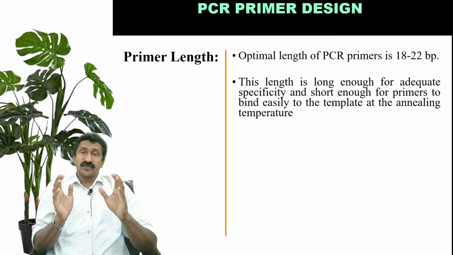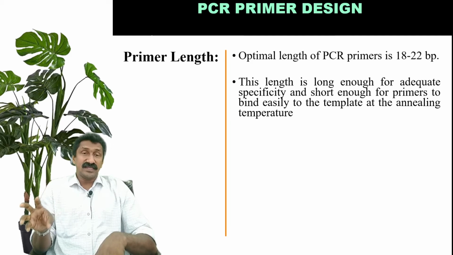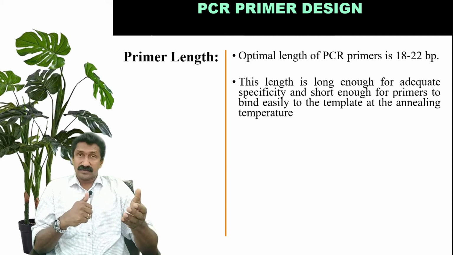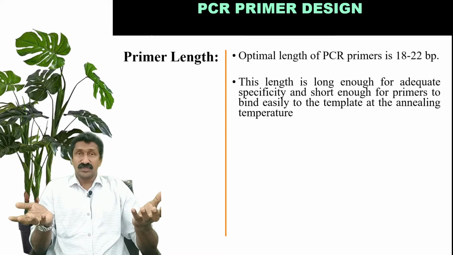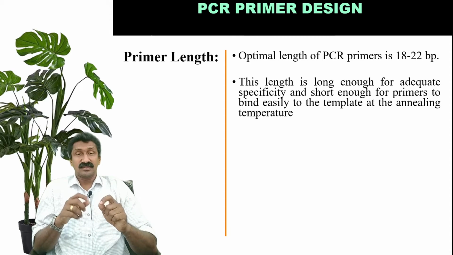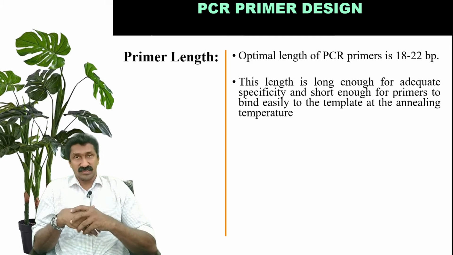This length is long enough for adequate specificity and short enough for the primers to bind easily to the template at the annealing temperature. So if you are going for a longer length, of course your specificity is not compromised, but the issue is that it will not easily bind to the target. With the increase in the primer length, the primer will find it difficult to bind to the target, and also you require higher annealing temperatures compared to the lower annealing temperatures when you are going for shorter primers.